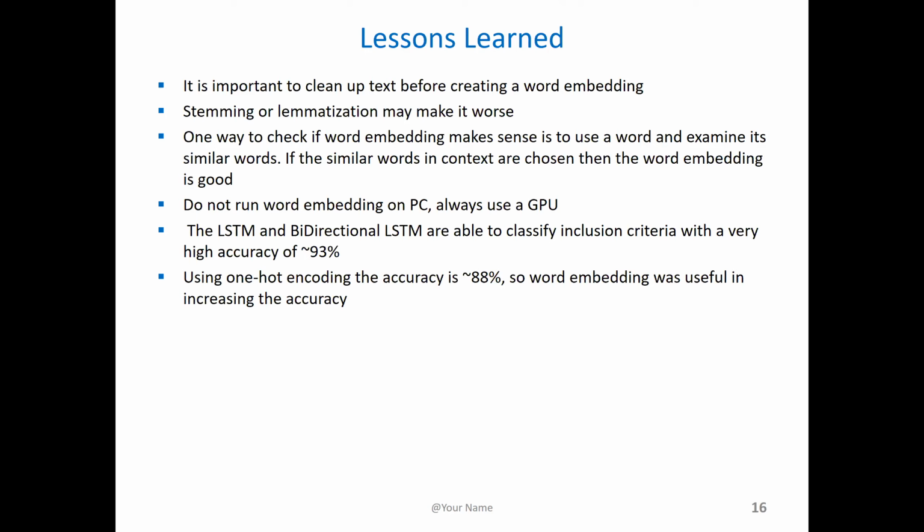I tried running word embedding on my PC and it just went on and on. So it's better to use a GPU, and this one took maybe 5-10 minutes on the GPU. The LSTM in conjunction with the word embedding was able to achieve higher accuracy, about 93.5%, and using one-hot encoding is about 80-89%.